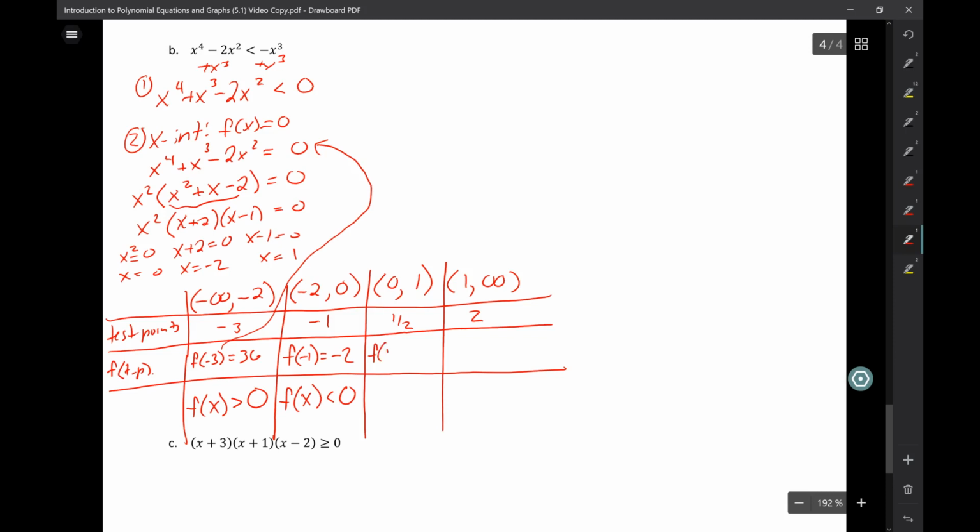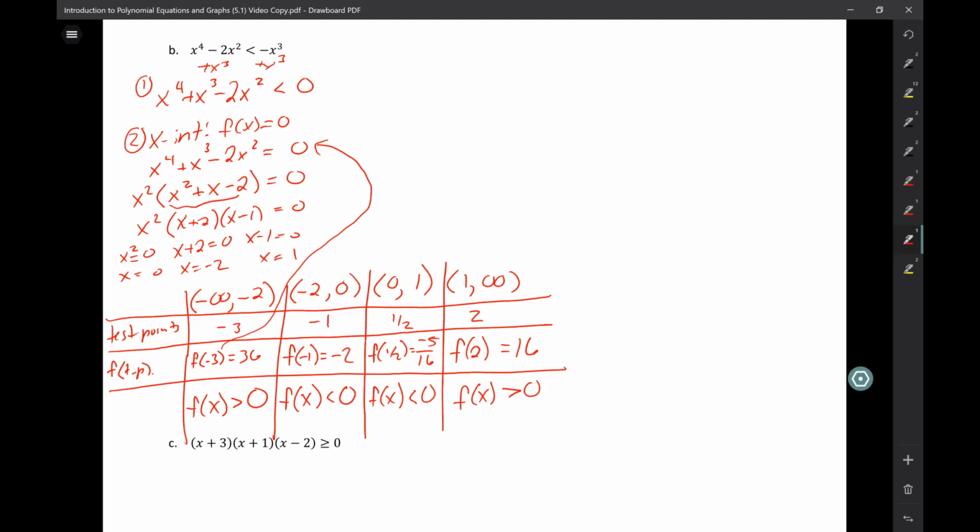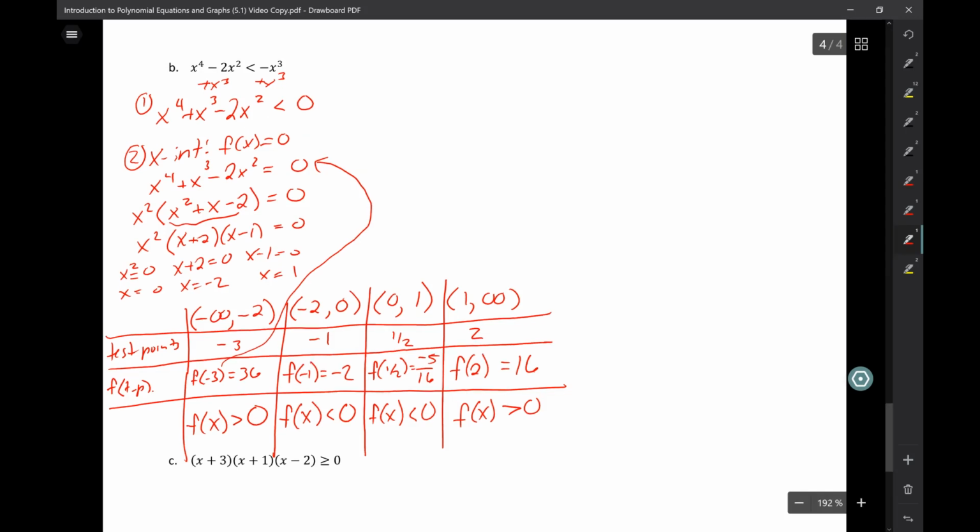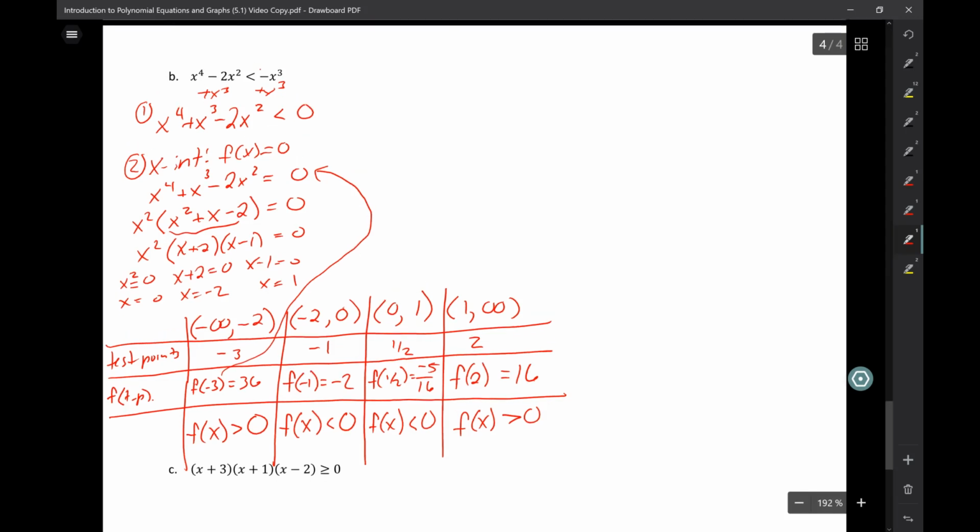Then we're going to put in f of 1/2, and if we solve for that, that's going to give us -5/16. But that means that f of x is still going to be less than 0 in that case. Then finally, if we put in f of 2, that's going to give us +16. Therefore, the function f of x is going to be greater than 0 in that case, because we got a positive number. Therefore, look at the original inequality, and we want everything less than 0.